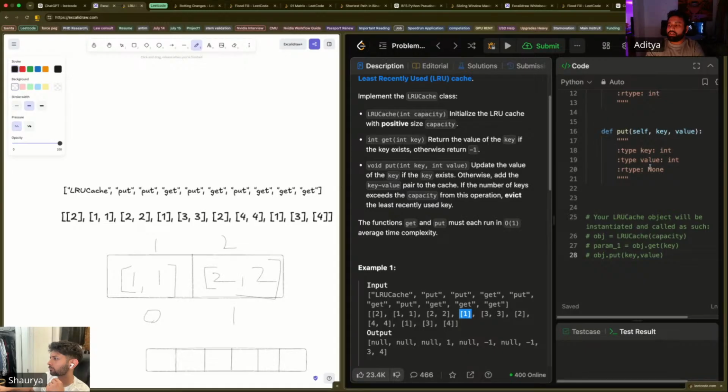Key value, type value, what? So the code is saying that one is going to be the key and one is going to be the value, in that array when we are passing two values. What does that mean? One is going to be the key and one is going to be value. What is key and what is value? What are you saying?